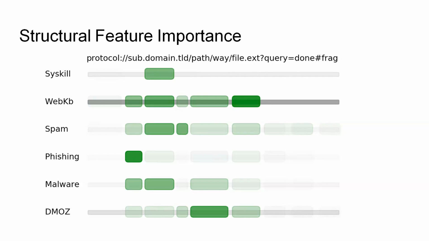Interestingly, for the three internet security problems, spam, phishing, and malware, the overall URL length and those kinds of features weren't very important at all. Most of the information is coming from the domain part, like the subdomain, domain, or top level domain for that spam one.